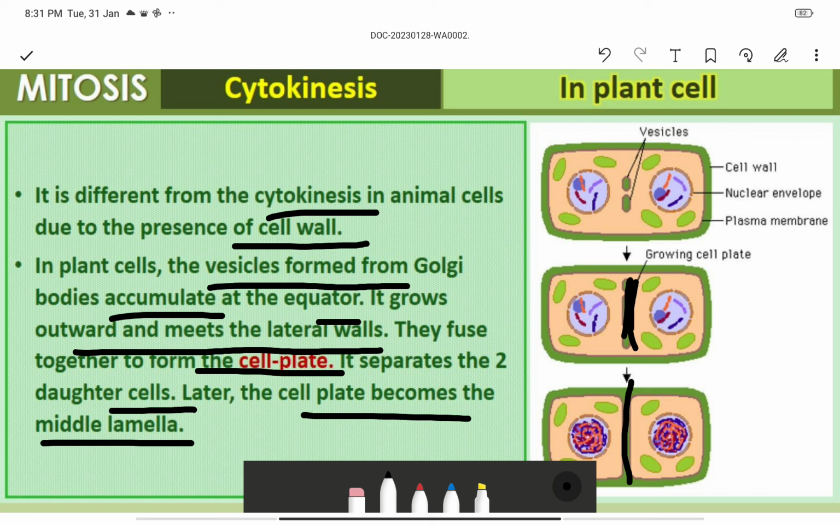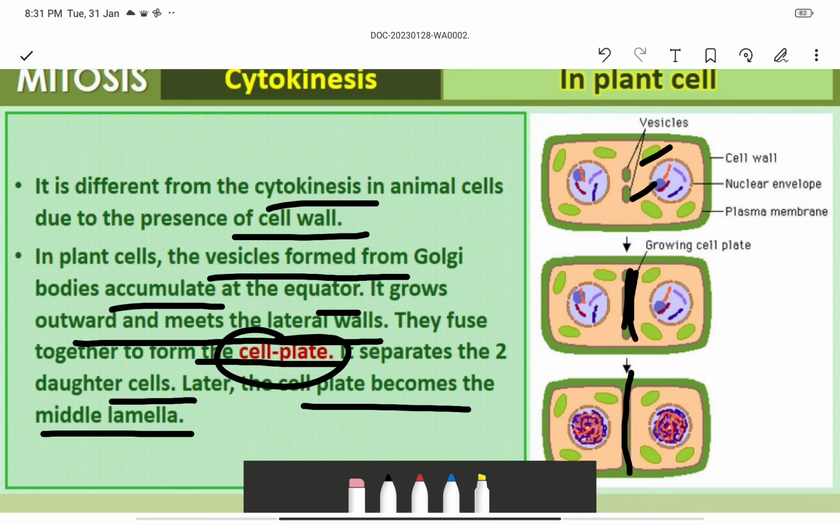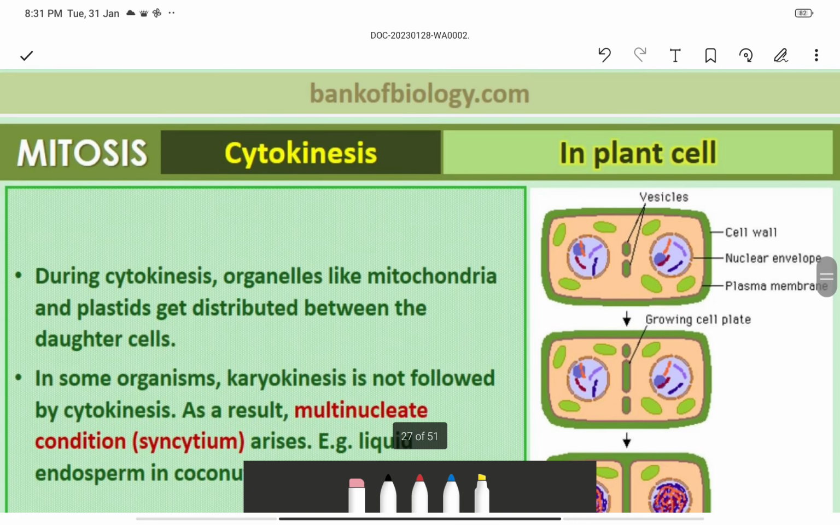From the vesicles, see here, vesicles are formed slowly. They continue and separate, thus forming the cell plate. Then it finally becomes the middle lamella. Due to that, one cell becomes two cells. That's the cytokinesis of plants.